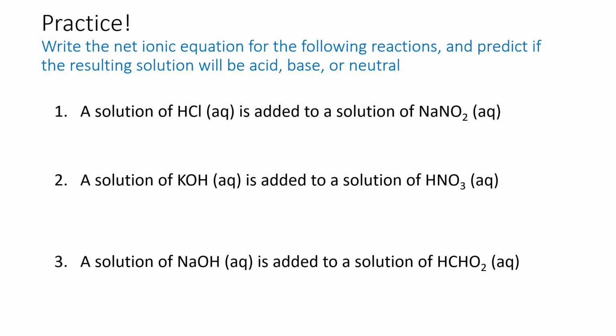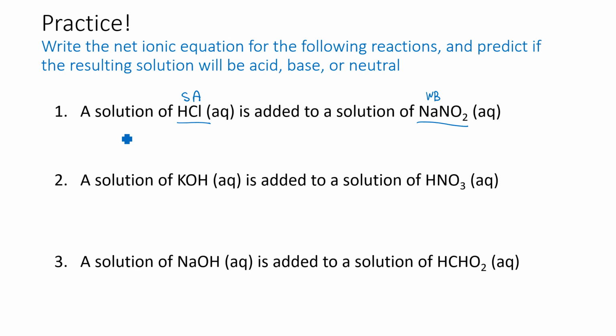All right, so this is going to be a short video going over some examples of writing out net ionic equations for these various acid-base reactions. Let's take a look at this first one. It looks like HCl, which is one of our strong acids, and NaNO2, which does not look like a strong base I'm familiar with, so I'm going to assume that it is a weak base, and we'll take a look at how that works in a moment.